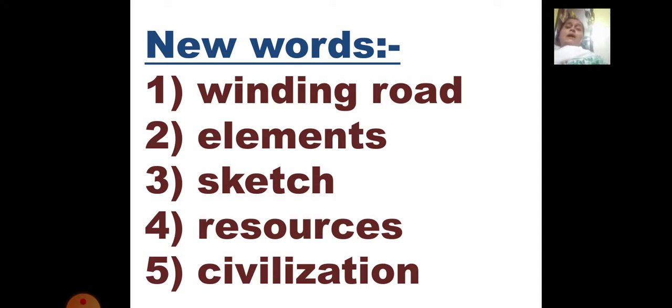Then the fourth one, resources. Now resources can be man-made resources and natural resources. Natural resources include everything: water, air, the fruits and vegetables which we get from trees and plants. The Sun is also a resource from which we get heat and light. So these are natural resources.